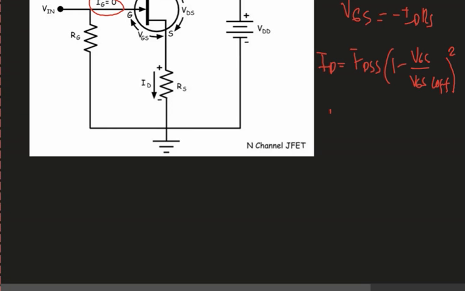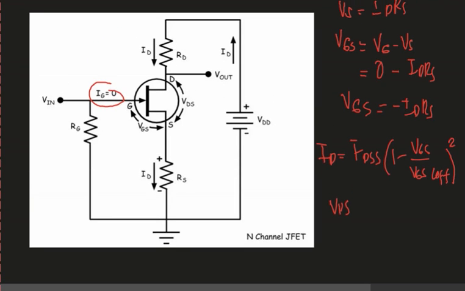How about if we are going to solve the value of your VDS here? Still, we are going to apply KVL. The VDS will be equal to VDD minus our ID multiplied by the resistors RD plus RS. So it is a bit easier to solve with this equation.